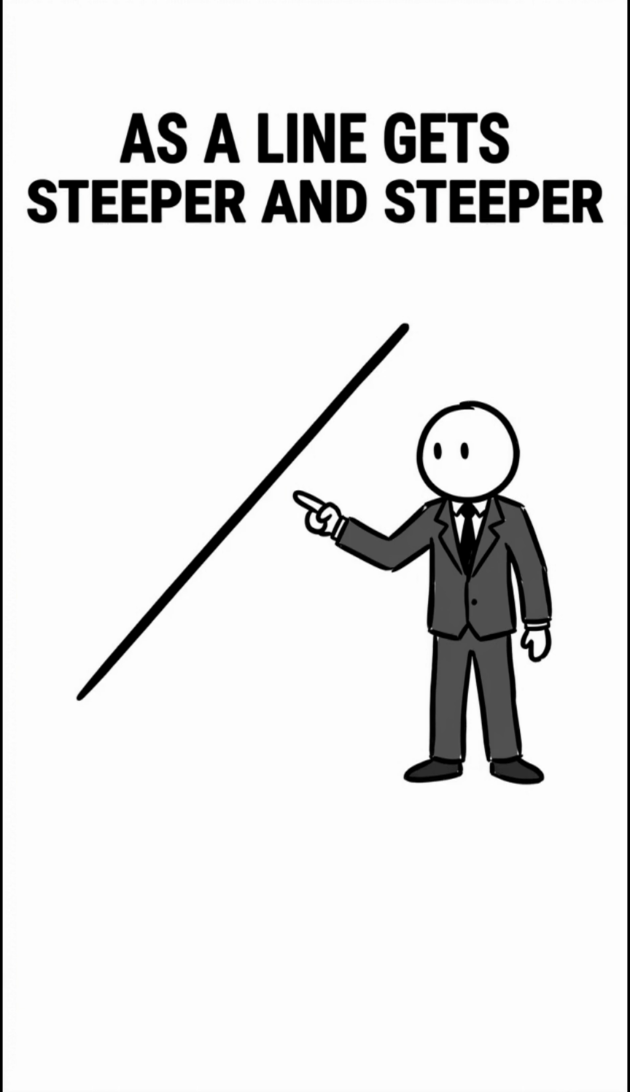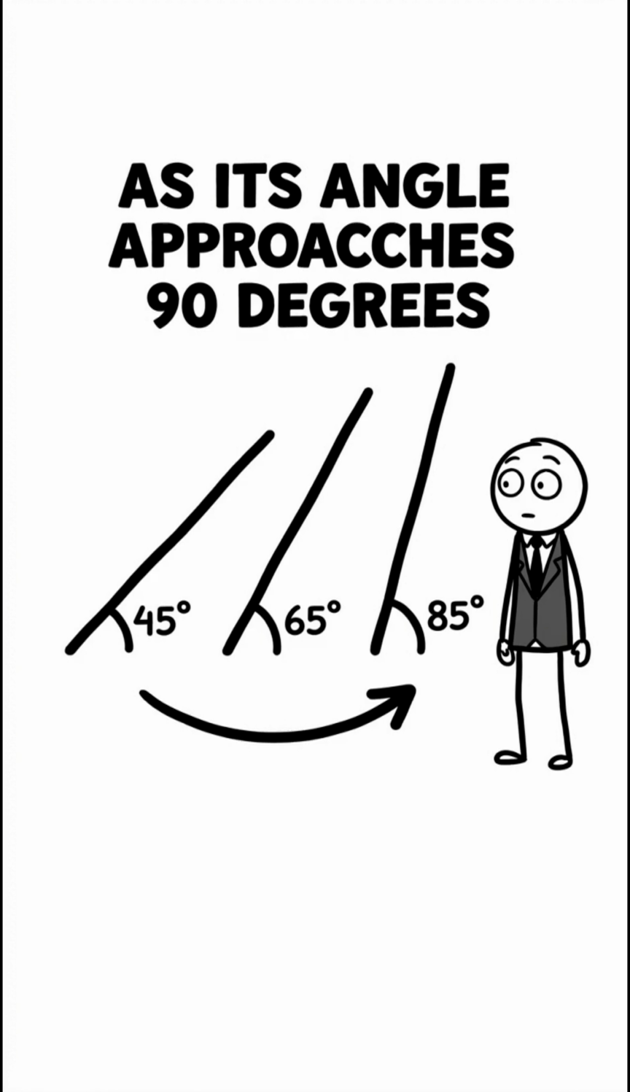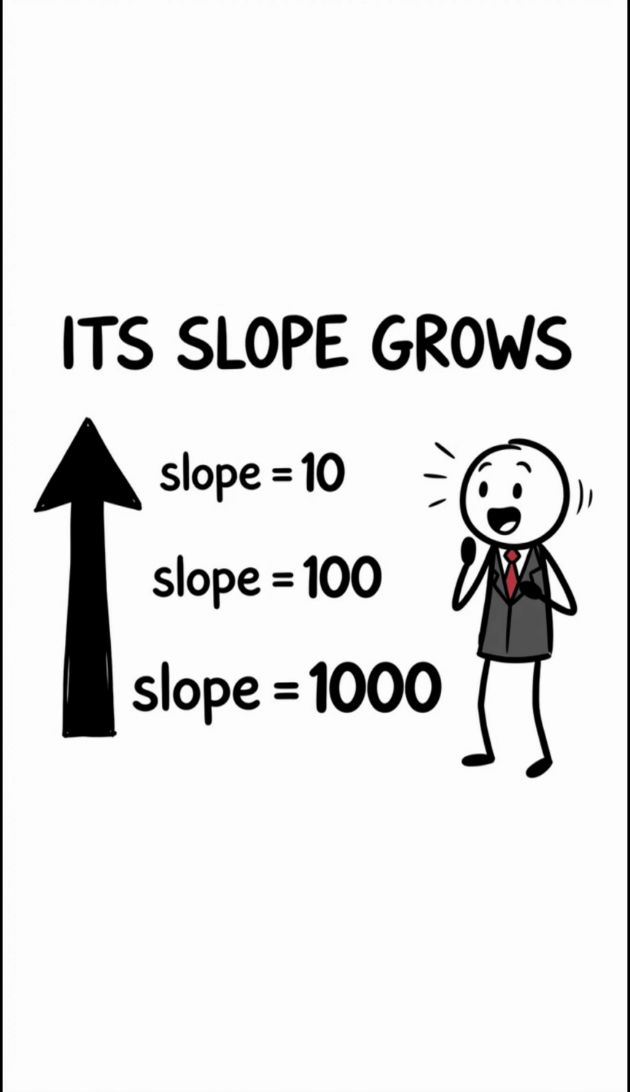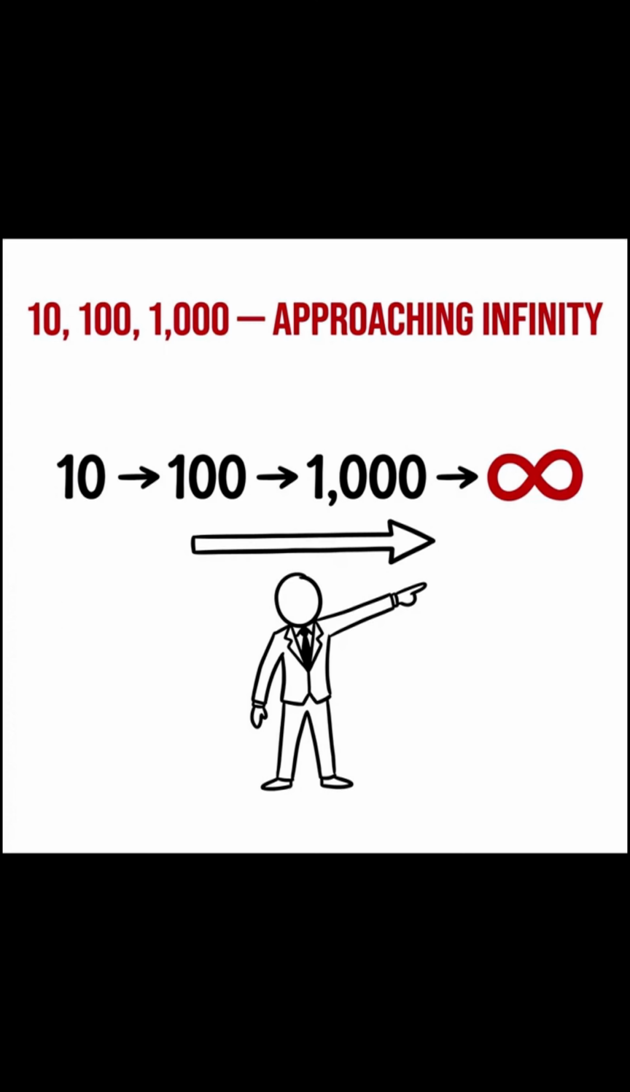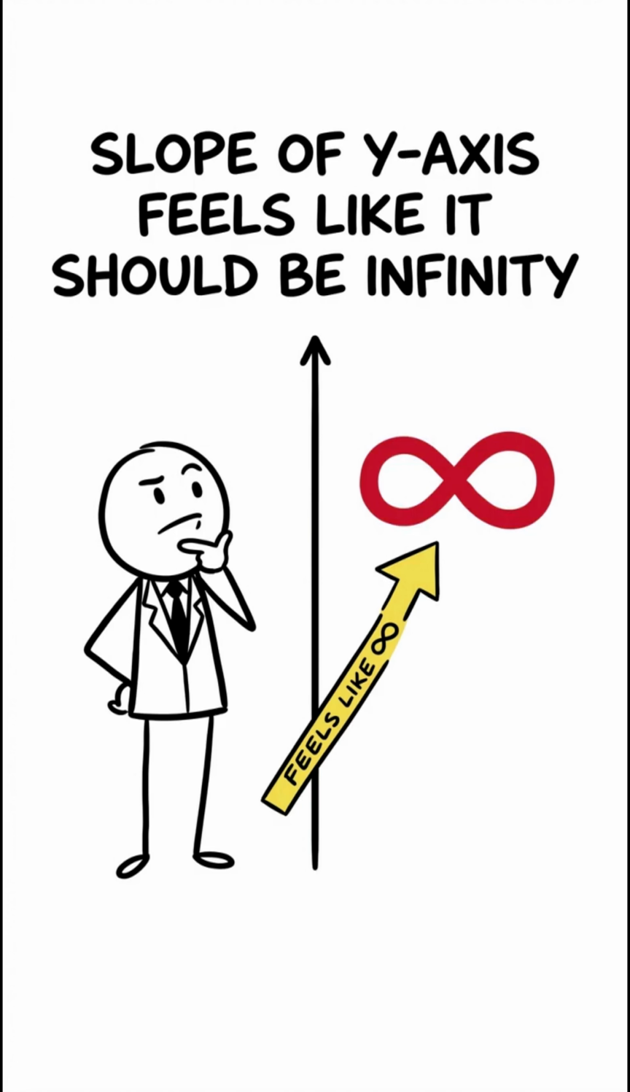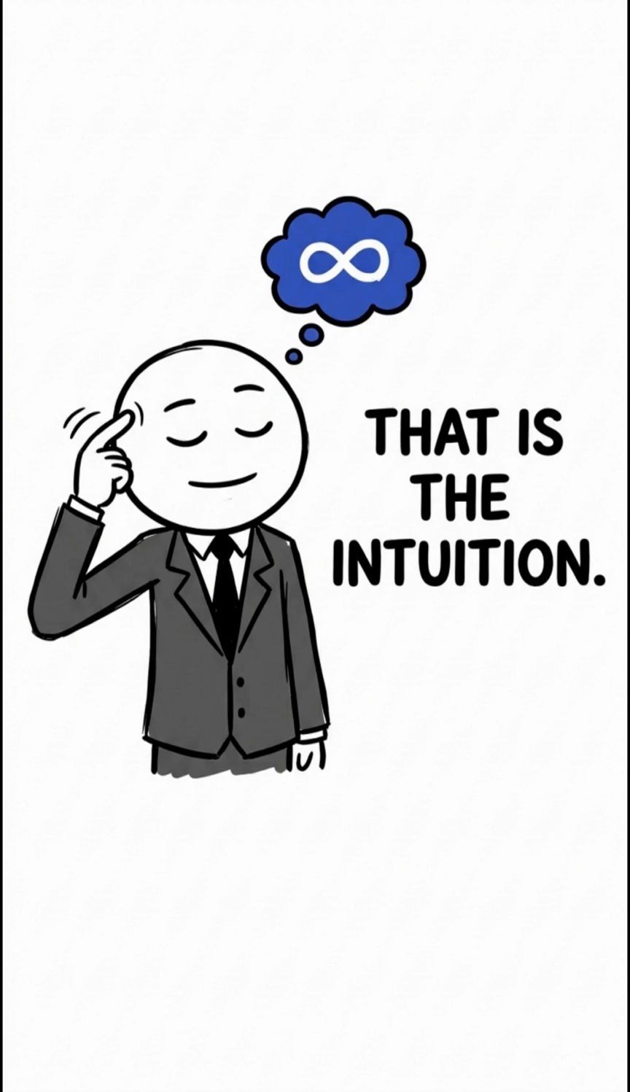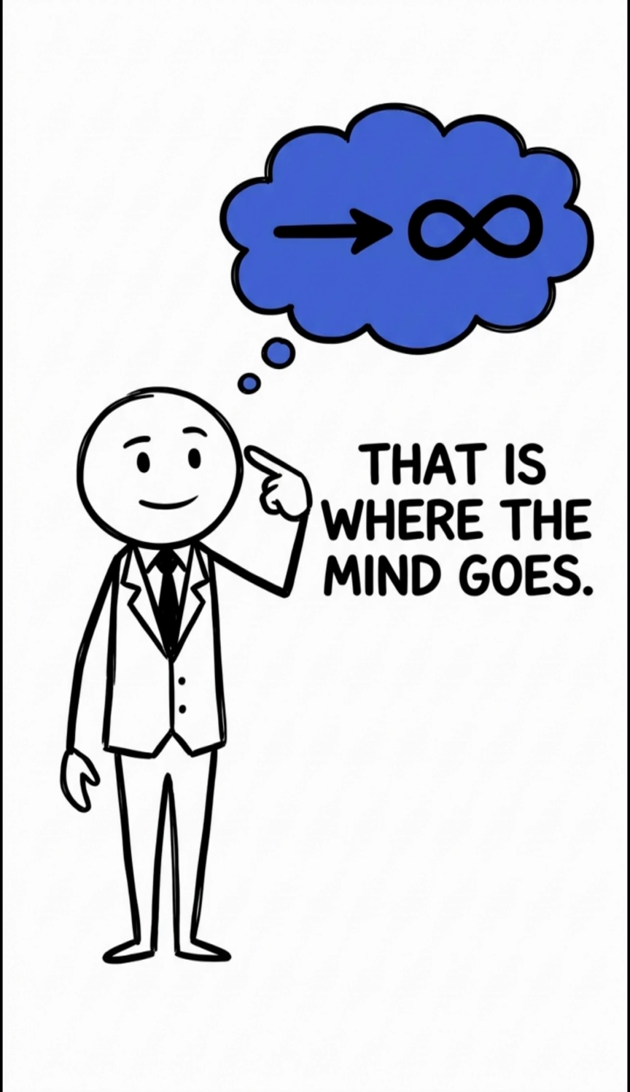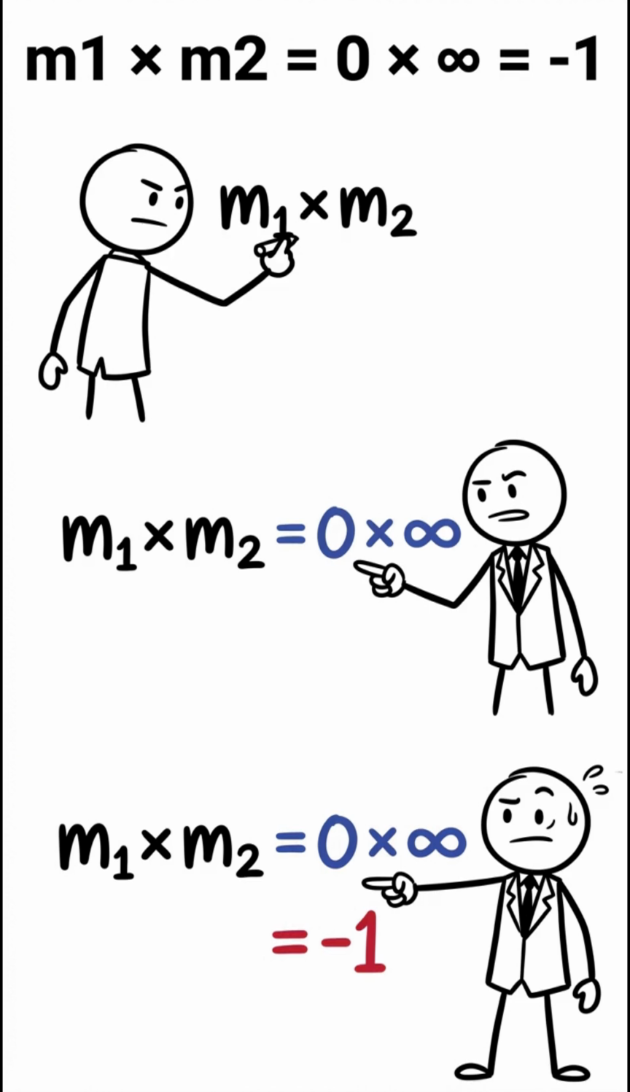As a line gets steeper and steeper, as its angle approaches 90 degrees, its slope grows. 10, 100, 1,000, approaching infinity. So the slope of the y-axis feels like it should be infinity. That is the intuition. That is where the mind goes. And so you write it down. m1 times m2, 0 times infinity equals -1.